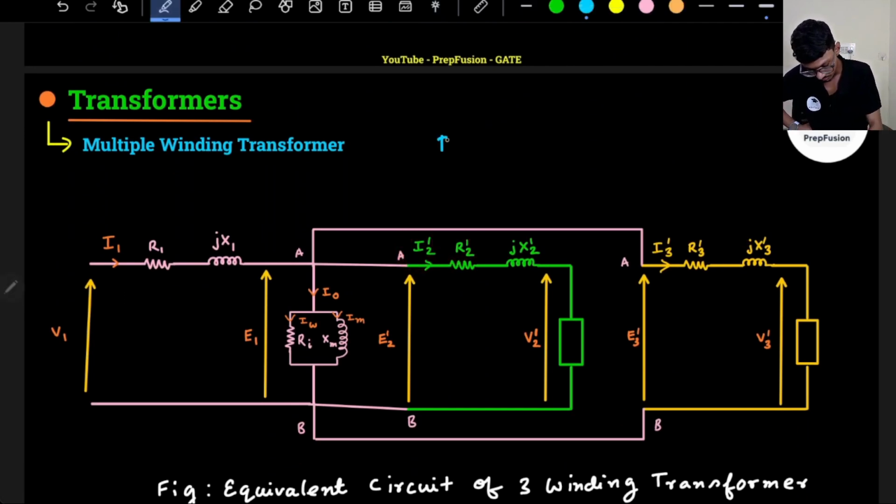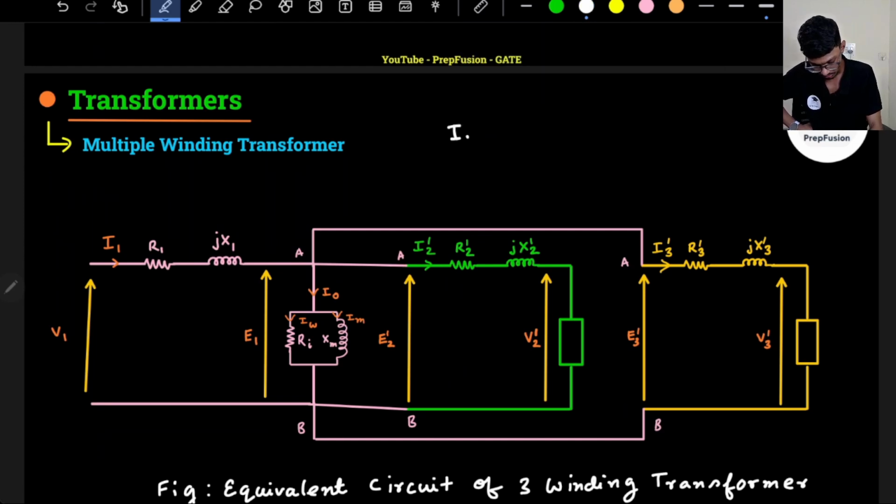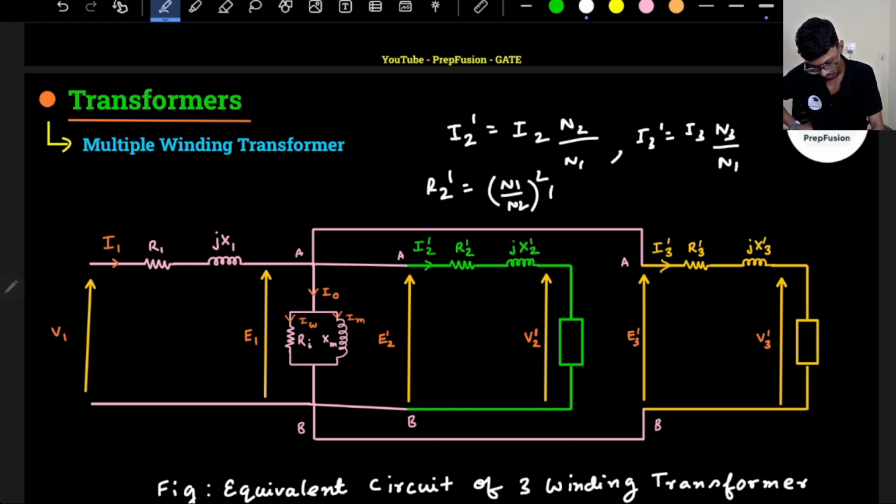So what will I2 dash be? I2 dash will be equal to I2 into N2 divided by N1. Referring, you know, I will not explain. What will be I3 dash? I3 dash will be I3 into N3 divided by N1. What will be R2 dash? Very simple, R2 dash will be (N1 divided by N2) whole square into R2. Same for R3. I will not repeat.